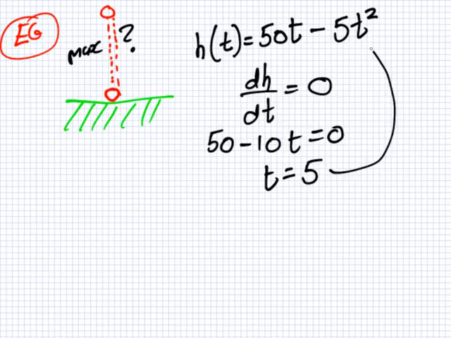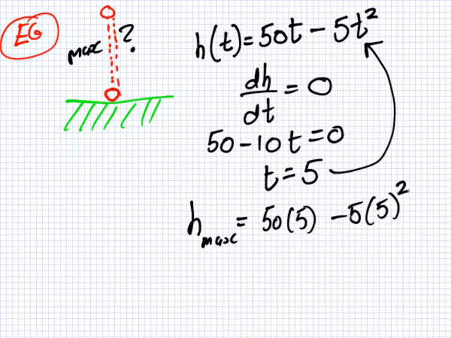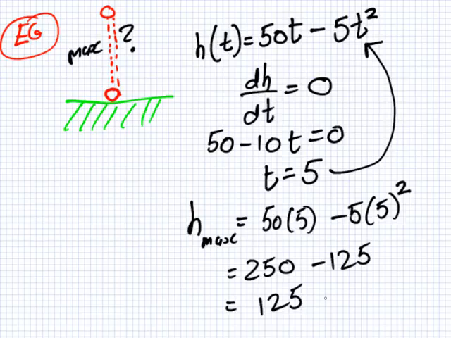Sub it into this. So the maximum height would be 50 times 5 minus 5 times 5 squared. 250 minus 125. So that's 125. And I didn't tell you the units, but we use meters and we use seconds for time. So the answer would be 125 meters.